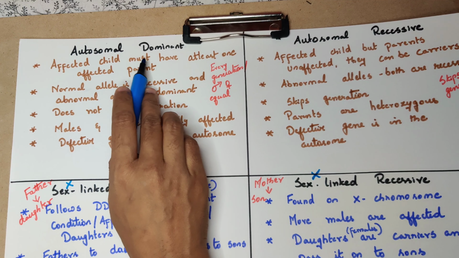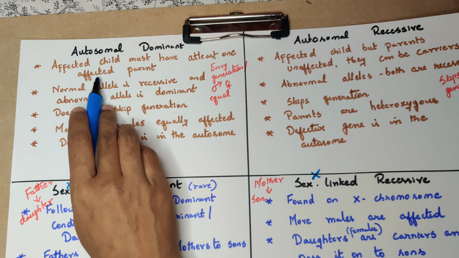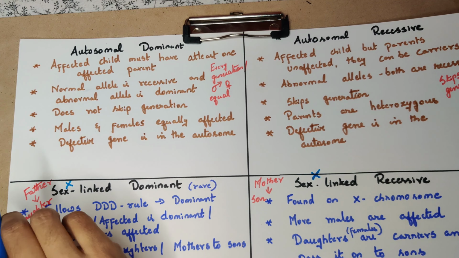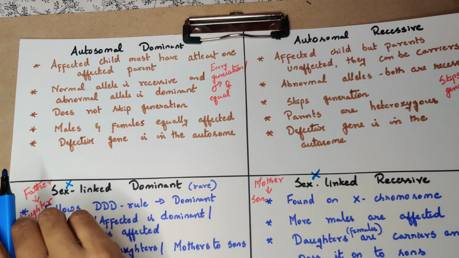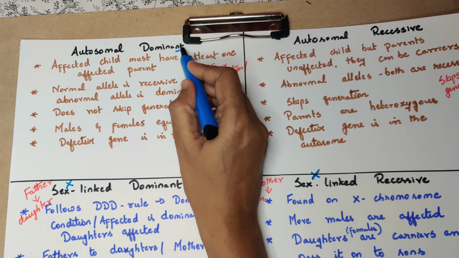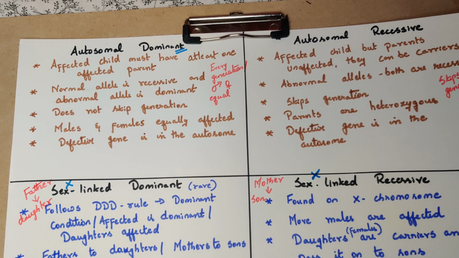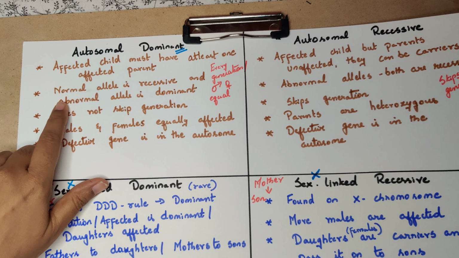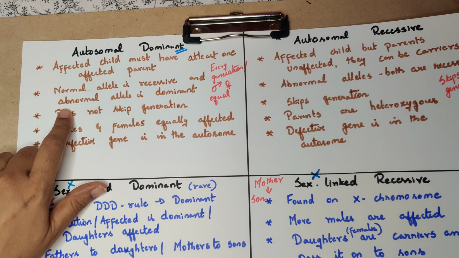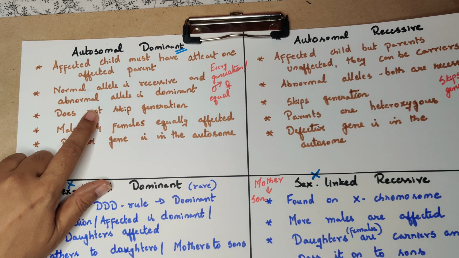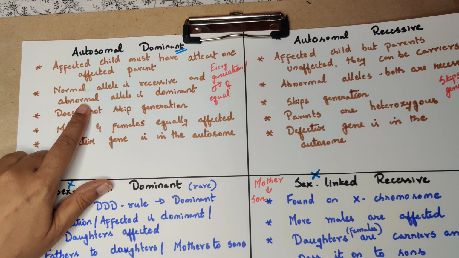Here the affected child must have at least one affected parent. That means if I talk about a dominant trait, it will be appearing in every generation, please note. Point number 2, normal allele is recessive and abnormal allele is dominant. What do you mean by this?